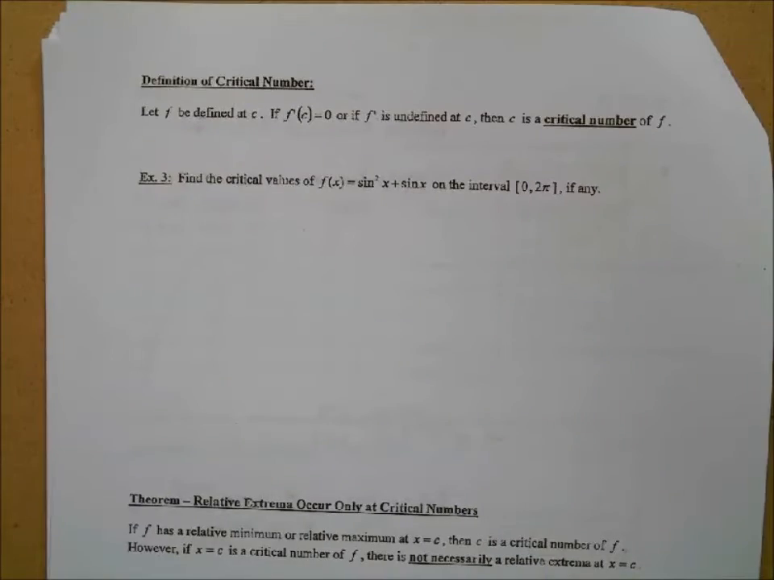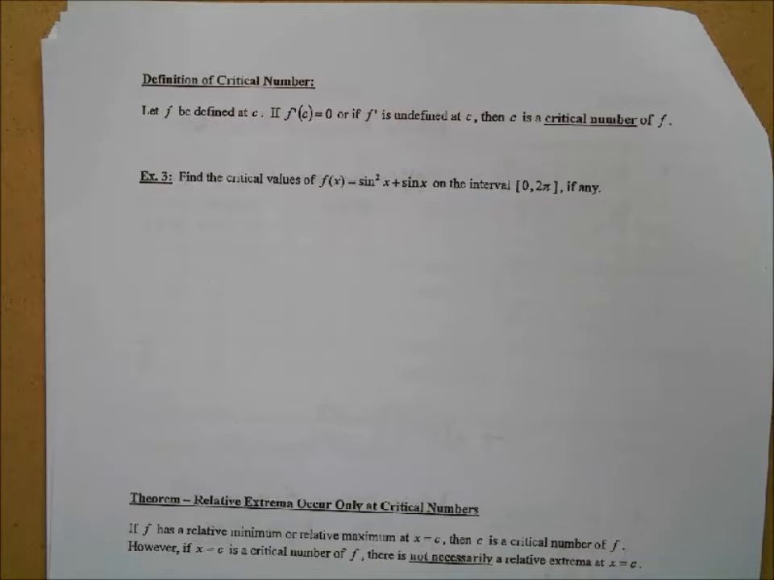Okay, so let f be defined at C. If f prime is equal to 0, or if f prime is undefined at C, then we call C a critical number of f. Critical number. So that's a new vocabulary term. We learned absolute extrema. The highest point is the absolute maximum. The lowest point of the function is the absolute minimum.